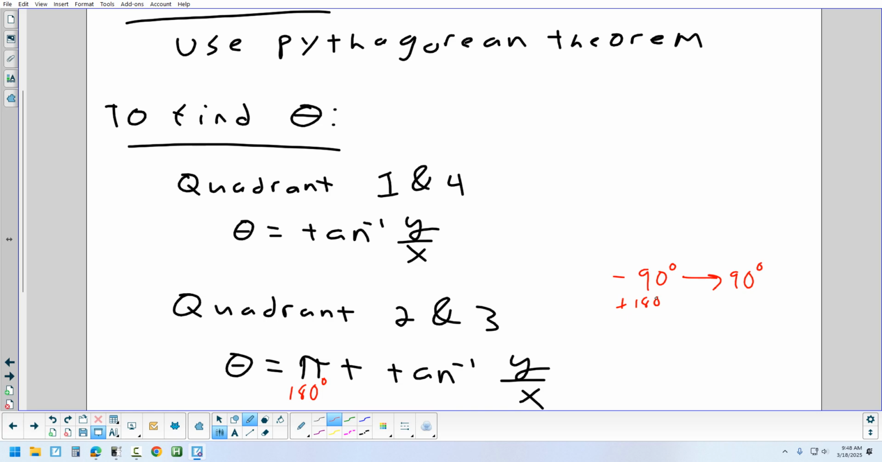Yeah, 90. And what's 90 plus 180? 270. So if you take something that was originally between negative 90 and 90, and you add 180 to it, you are now between 90 and 270. You've basically shifted that answer to quadrants 2 and 3 by adding 180 to it. 180 if you're doing degrees, pi if you're doing radians.